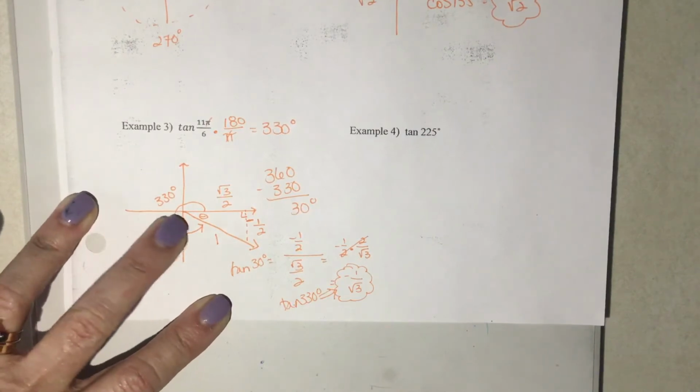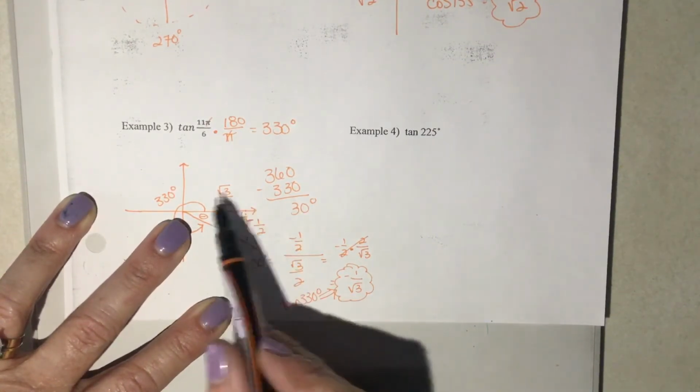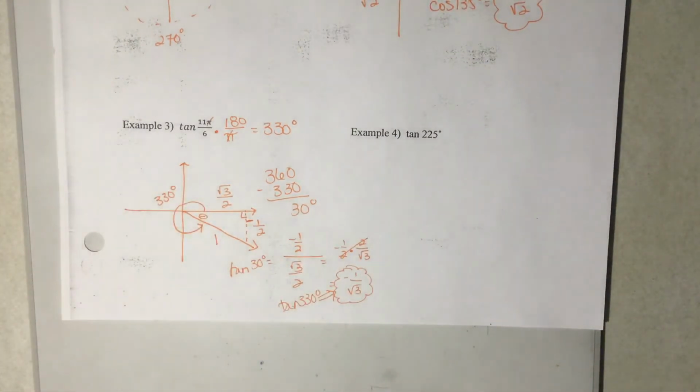The only thing that I'm looking at with my 30 degrees is finding my side lengths. And once I find my side lengths, I can create the ratio that I need for the original problem.